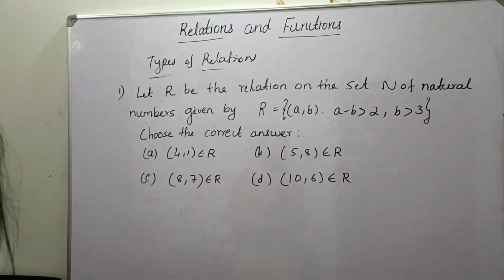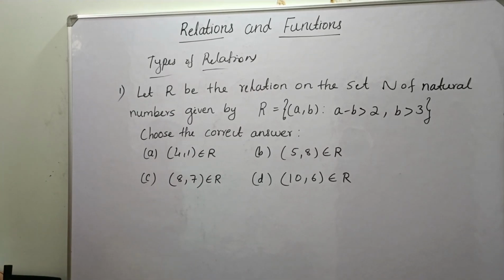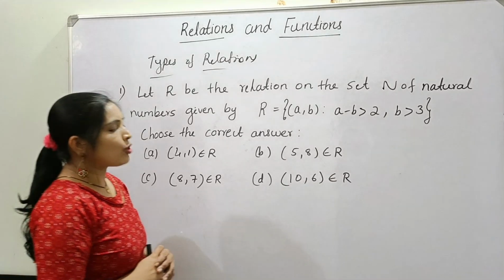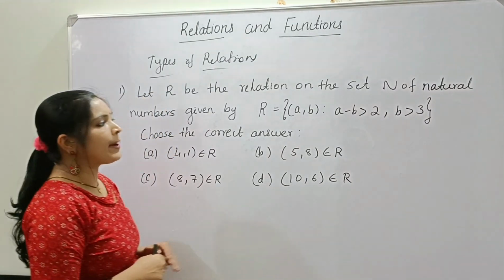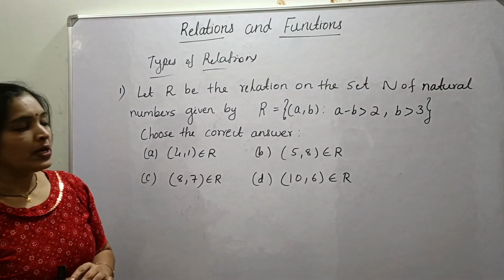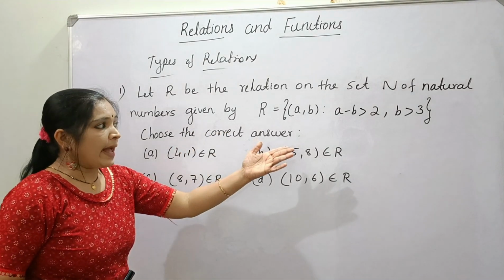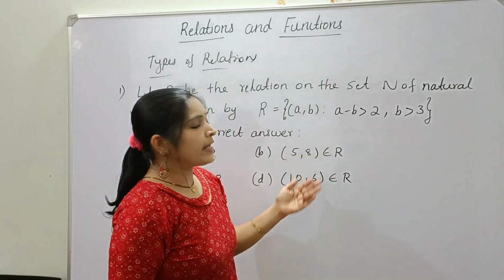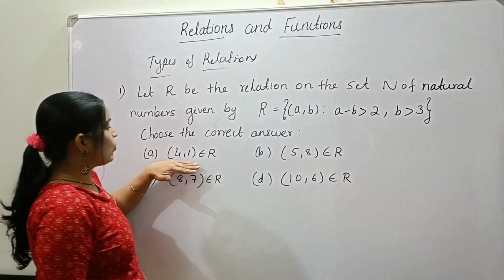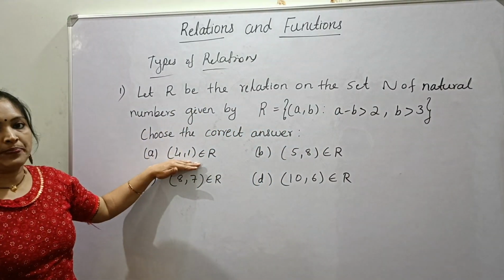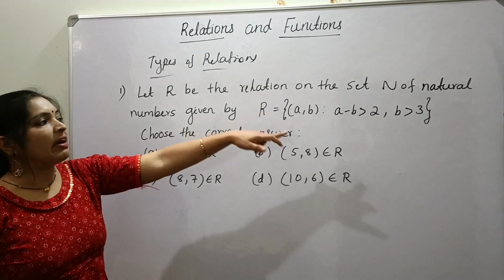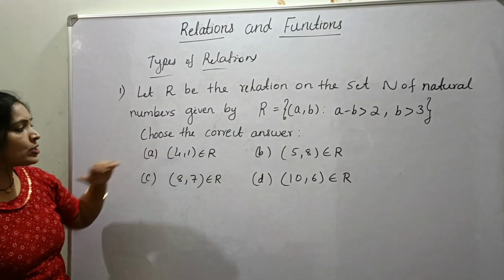Now let us go through an example. Let R be the relation on the set N of natural numbers given by R equals the set of ordered pairs (A, B) such that A minus B is greater than 2, B greater than 3. Choose the correct answer. It is given that B is greater than 3, therefore the first option is not possible, because its B value is 1. So it is not possible.